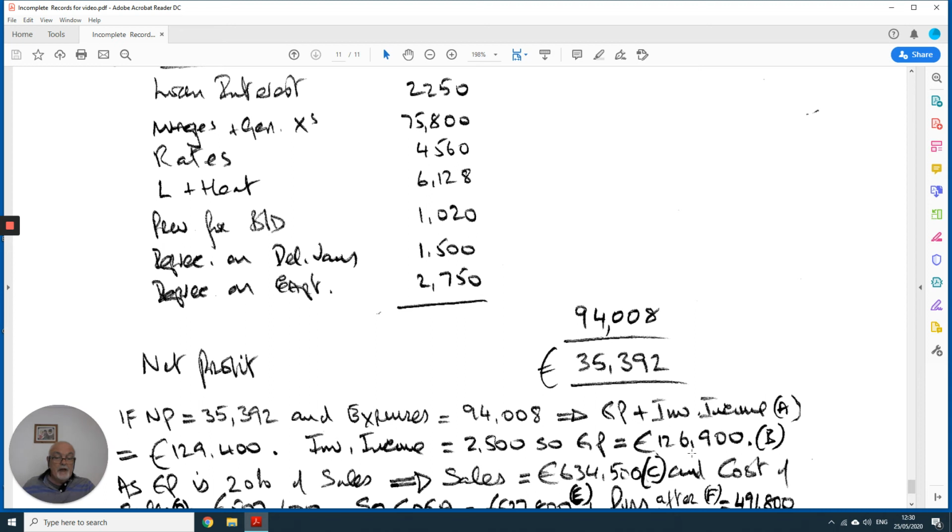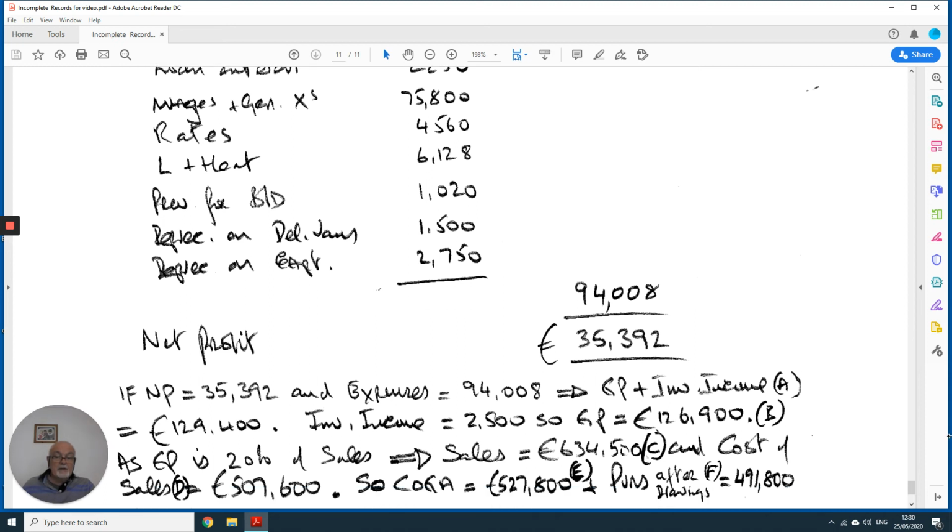And the question tells us that gross profit is 20% of sales. So divide by 20 and multiply by 100 to get the sales figure of 634,500. That's C in the above. And the cost of sales is the difference between the gross profit of 126,900 and the sales of 634,500. Or if you like, if gross profit is 20% of sales, cost of sales must be 80% of sales. Either way, the cost of sales is 507,600.